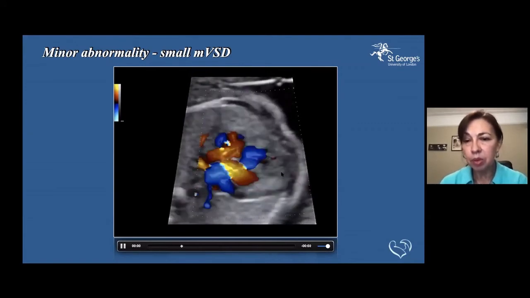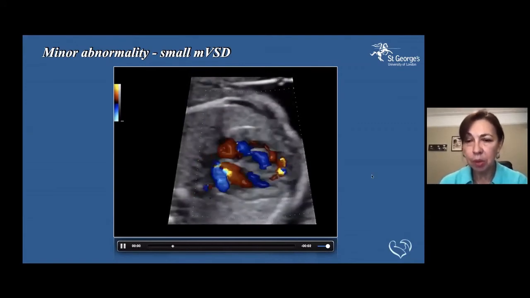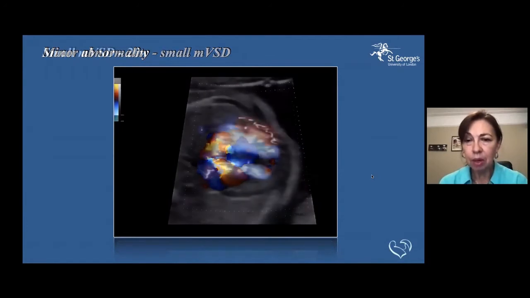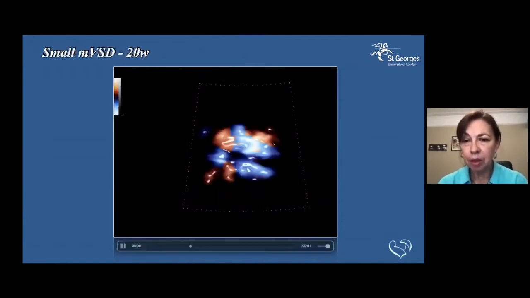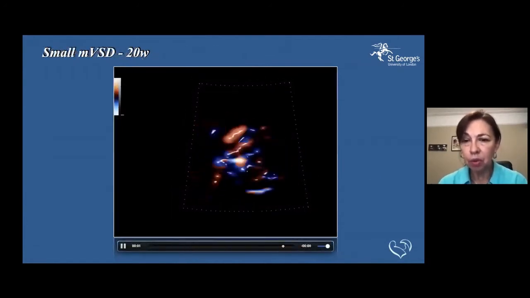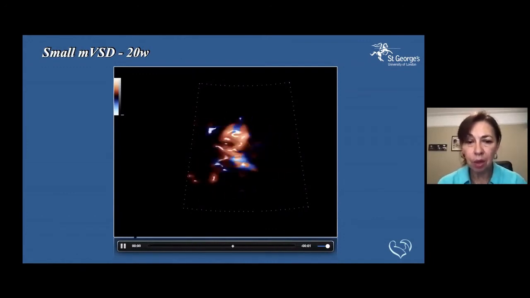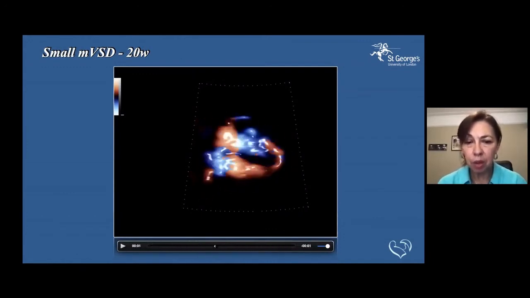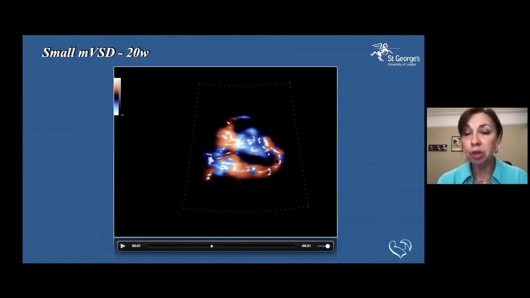Now, is it important to find these small ventricular septal defects? Well, as you can see here in this flow image, you can see the integrity of the rest of the septum. It is important to see them, not that we are actively looking for them, but if we do see a small ventricular septal defect, we need to have a very close look at the other structures, because sometimes there are associated problems, in particular coarctation of the aorta.